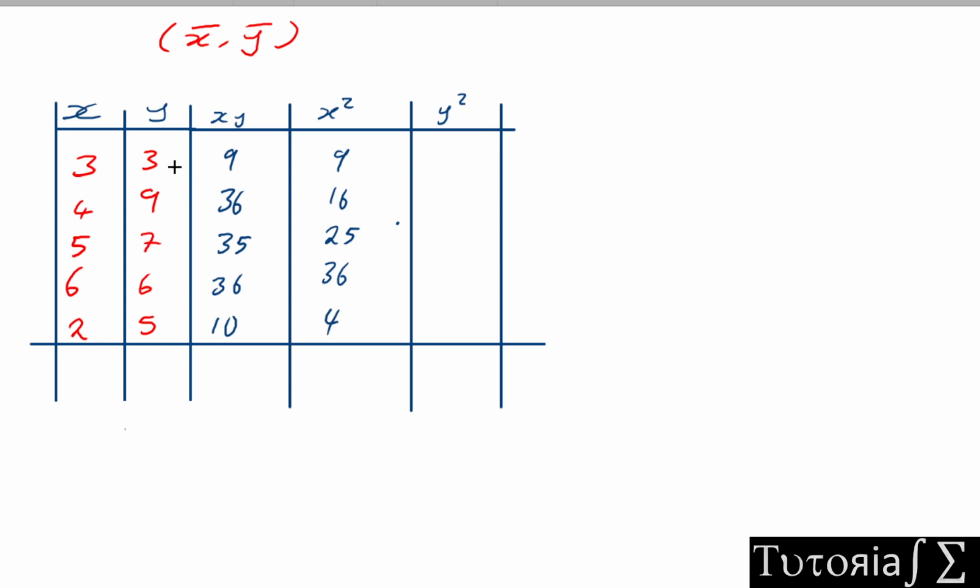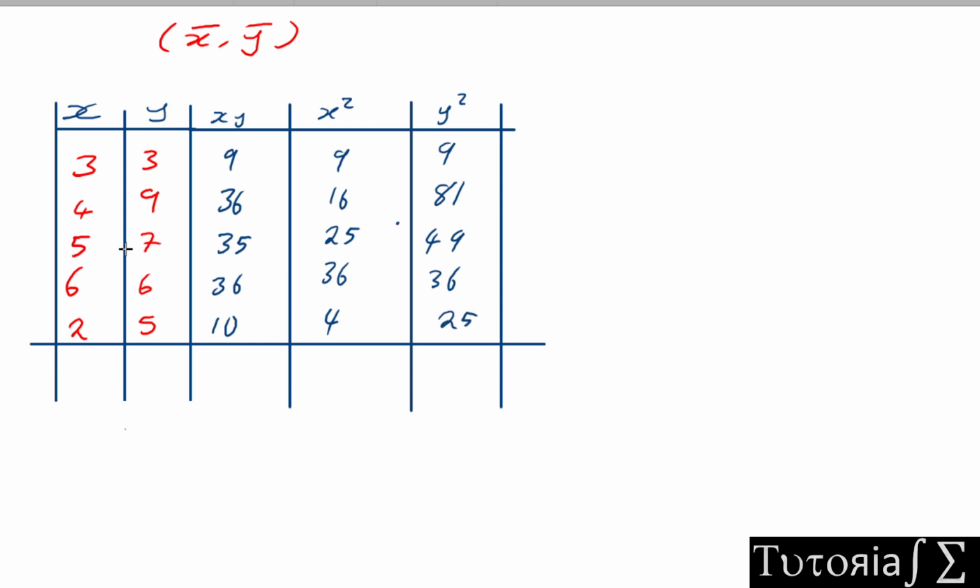We come to y squared. 3 squared, that would be 9. 9 squared, that would be 81. 7 squared, that would be 49. 6 squared, that would be 36. And 5 squared, that would be 25.